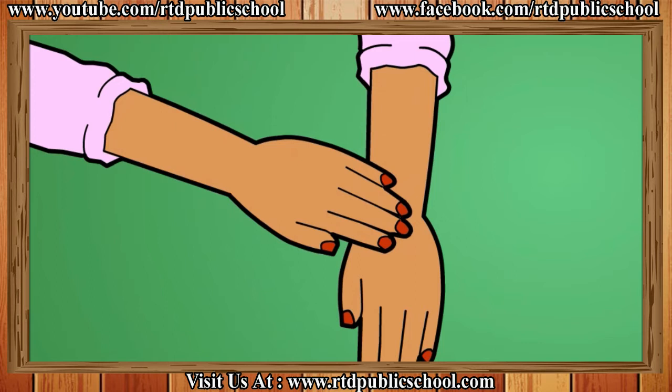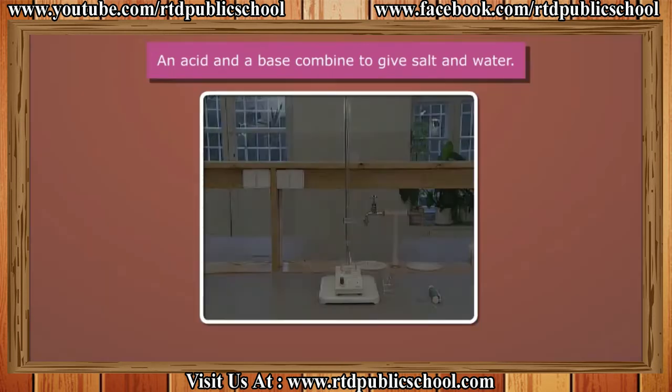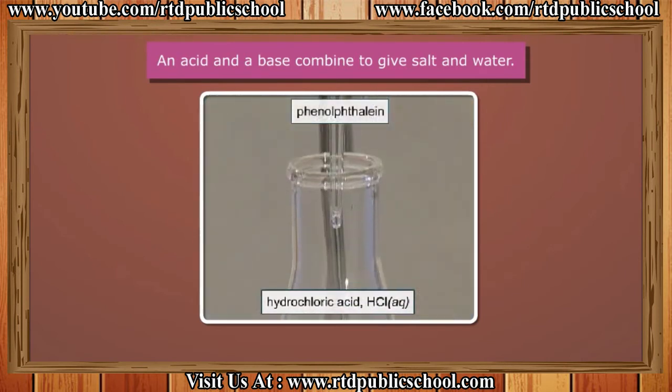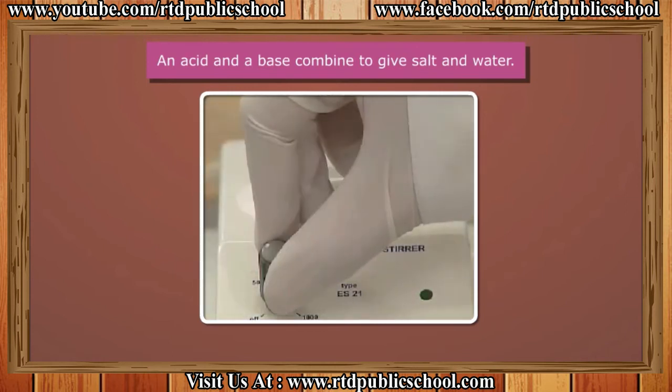Now that we know what an acid and a base is, let us find what happens when an acid is mixed with a base. An acid and a base combine to give salt and water. Let's do the following experiment. Add some phenolphthalein to dilute hydrochloric acid. The indicator remains colorless in the acidic solution.